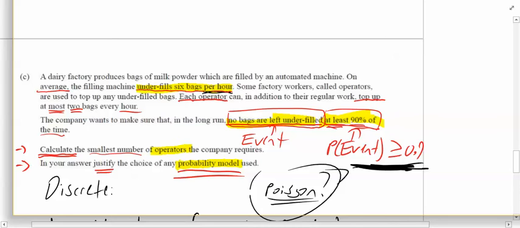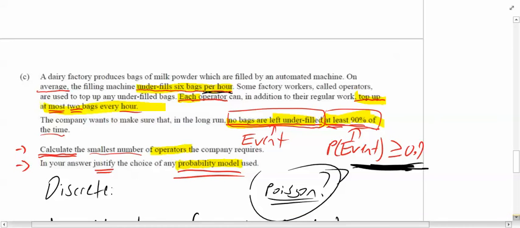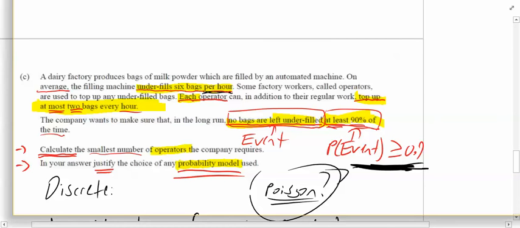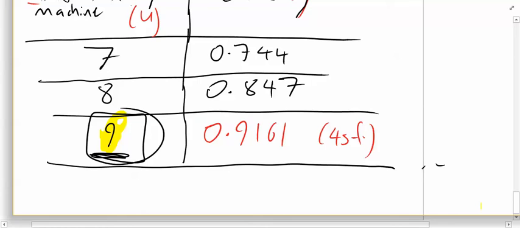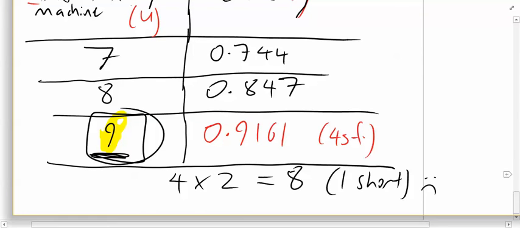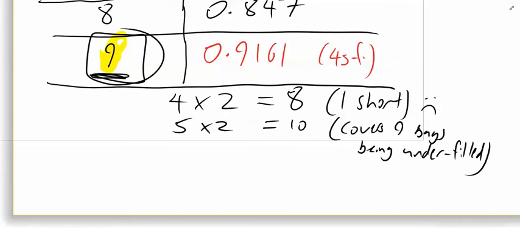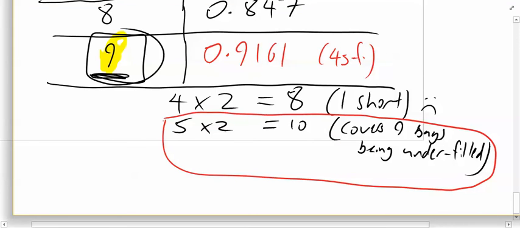We're told that each operator can top up at most 2 bags every hour. So if we assume that they manage to top up those 2 bags per hour, how many operators would we have to employ on the floor to cover those 9? So if we go with the 2, obviously 4 operators isn't going to be enough, because 4 times 2 doesn't take us to 9. So we need to have 5 operators employed. Okay, so we need 5.